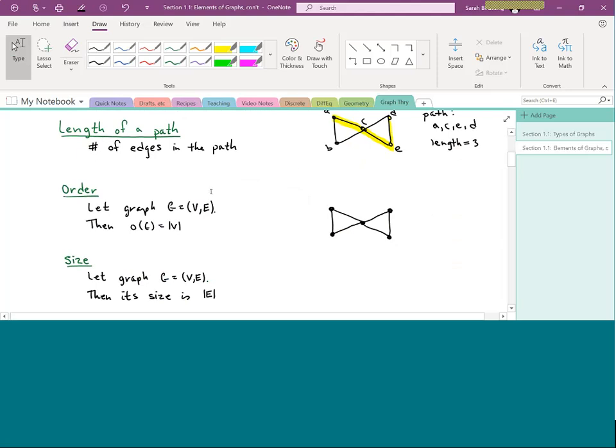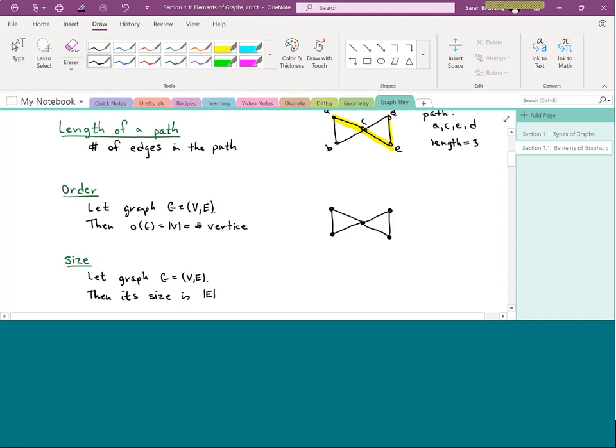Well, if you count up the number of vertices in the graph, that's considered the order of the graph, often denoted by an O, sometimes lowercase, sometimes uppercase, or just the word order. Okay? And this is simply the number of vertices. So let me actually write that out, number of vertices.